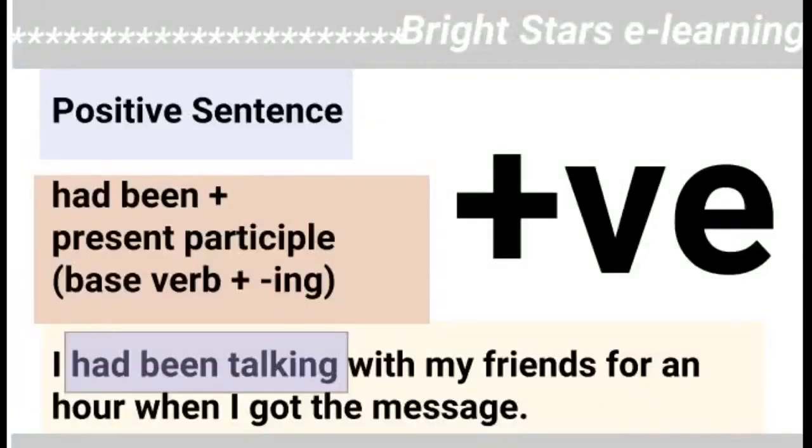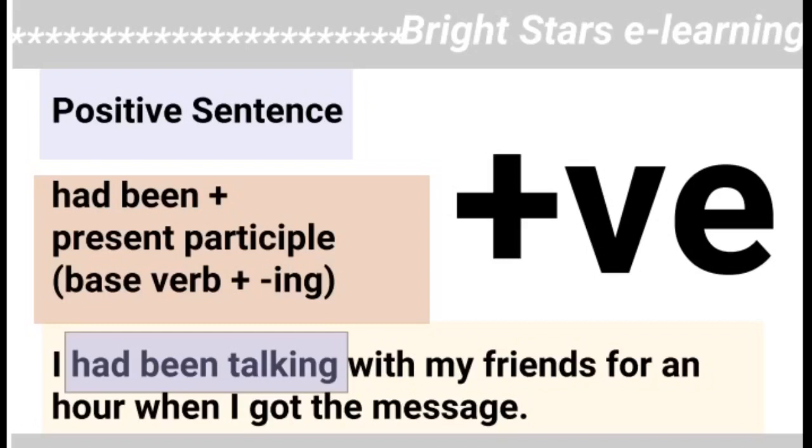here the positive sentence or a statement, we also call it an assertive sentence, or positive sentence or a statement. So here the structure, as we have seen in the mind map before this: had been plus a present participle, that is base verb plus ing form, are added. This is very, very important.